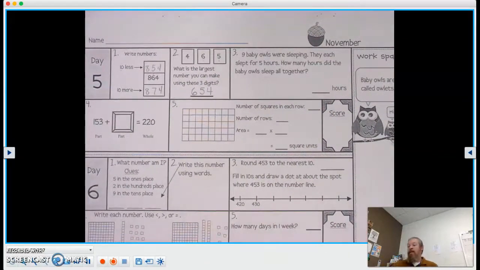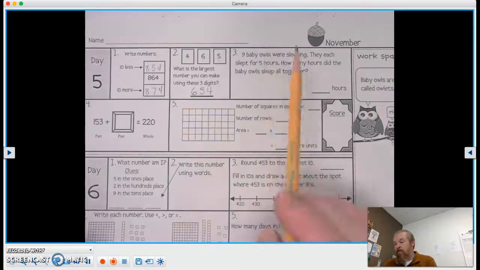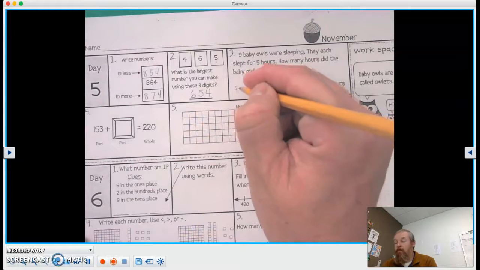All right, 9 baby owls were sleeping. They each slept for 5 hours. How many hours did the baby owls sleep all together? All right, so this is a 9 times 5 problem, right?